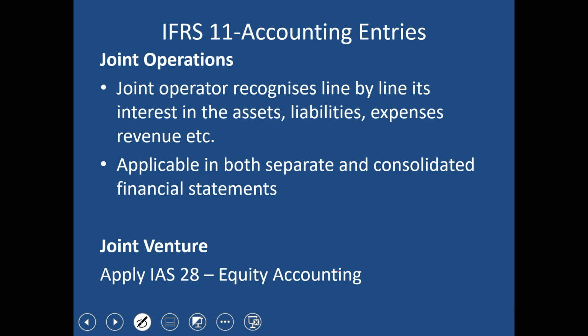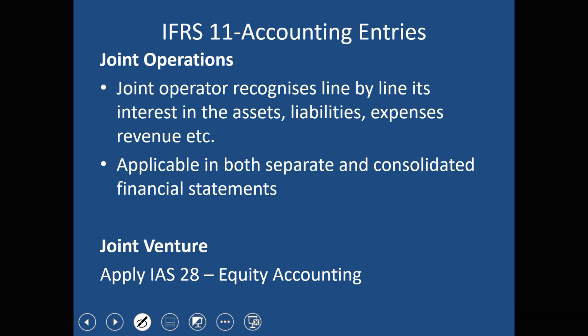addition of its interest in assets, liabilities, expenses. So if you take the profit and loss account, my sales from joint operation will be added to the sales. My cost of sales from joint operation will be added to cost of sales. My expenses from joint operation will be added to the expenses. My assets from joint operation will be added to my assets. So line by line, the operator recognizes or adds line by line its interest in the assets, liabilities, expenses, operations. And so if I'm preparing a consolidated financial statement, the same thing will happen. I will add it all up and consolidate.